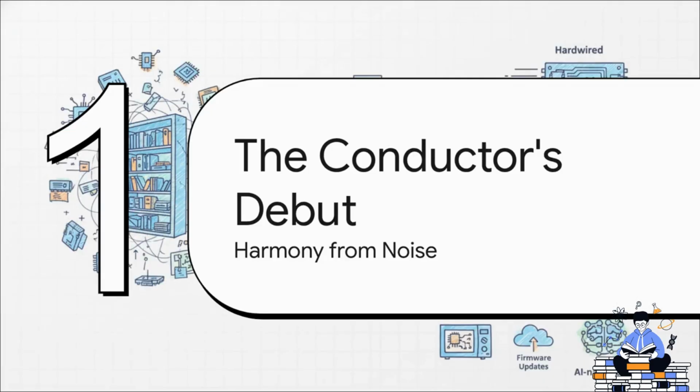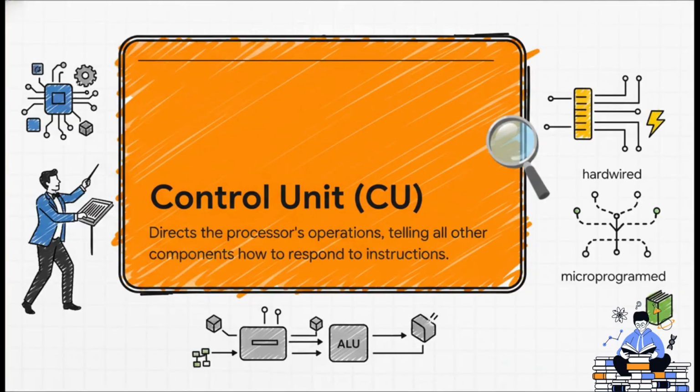And that's our cue. It's time for the conductor to take the stage. To bring order to all this brilliant chaos, computer architects came up with a really elegant solution to lead this digital orchestra. And this is it, the control unit. Now, its job isn't to do the math or to hold the data. Nope, its job is to direct everything else. It reads the sheet music, which is your program's instructions, and it points to each section of the orchestra, telling it exactly when to play, what to play, and where to get its notes from.